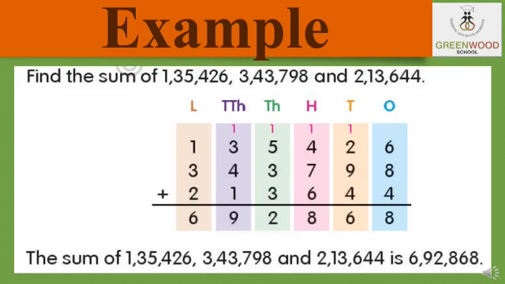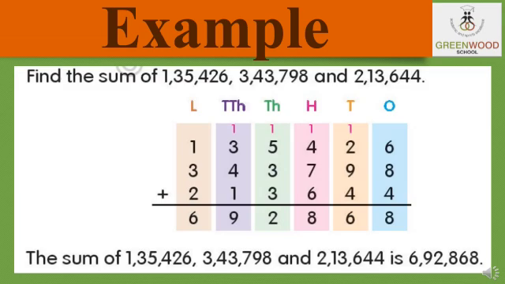Now step 2, add the tens. Now in the tens place we have an extra number, that also we have to add. 1 plus 2 plus 9 plus 4, which is equal to 16. Again 16, a 2-digit number, split it. 6 in the tens place and the 1 will go on the head of hundreds. Now step 3, add the hundreds.